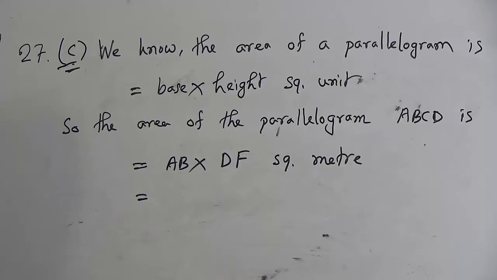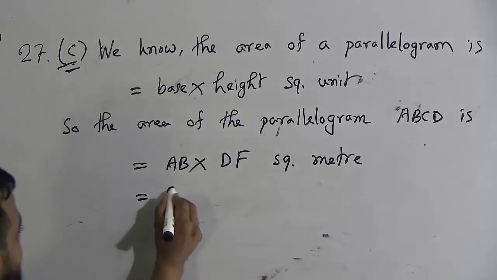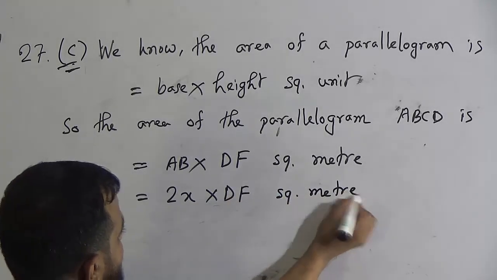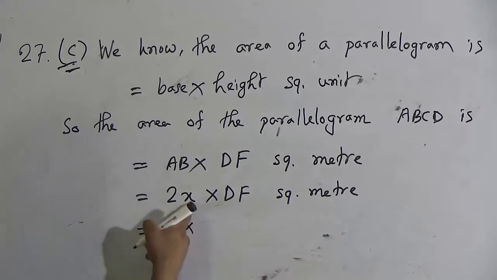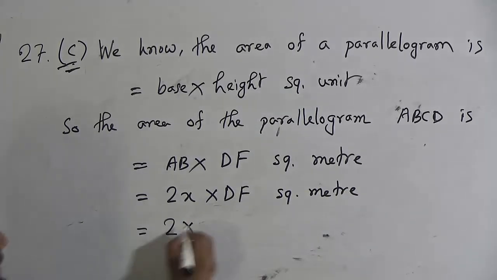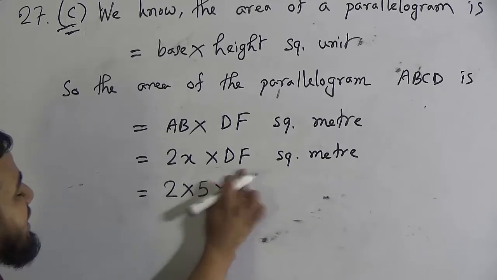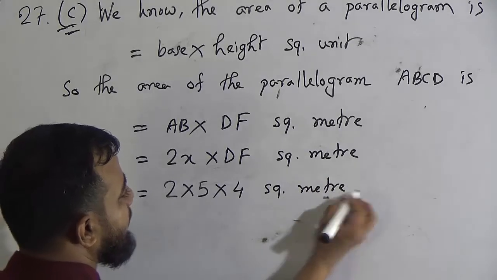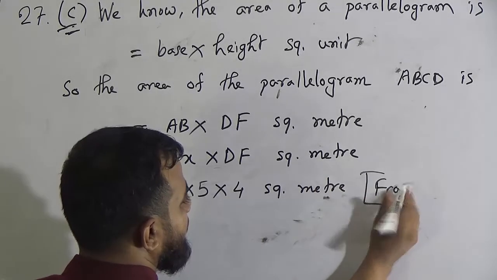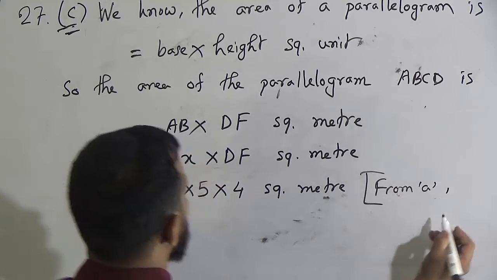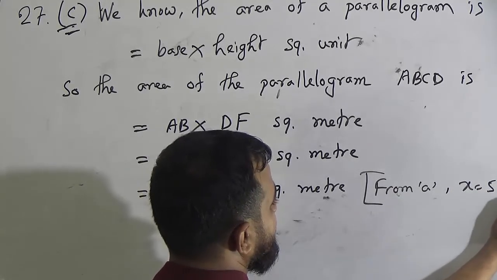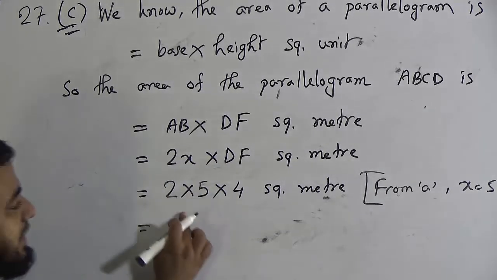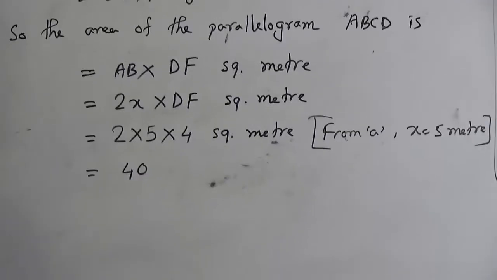That's equal to AB. The value of AB is what? The value of AB is given as 2x, multiply with DF in square meter. That's equal to, students, 2 multiply x. The value of x we have found out in A, right? In activity A, the value is 5. That's multiply with DF. The value of DF is given here in the figure as 4. You can write down the side note: AX is equal to 5 meter. Now the simple multiplication, 2 5s are 10, 10 4s are 40, square meter.